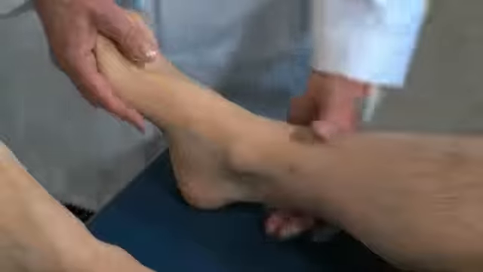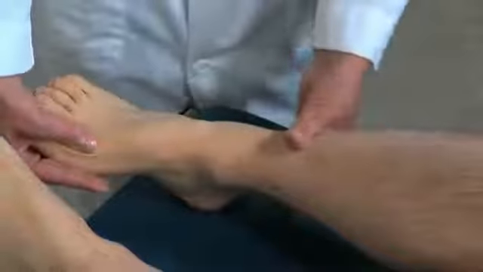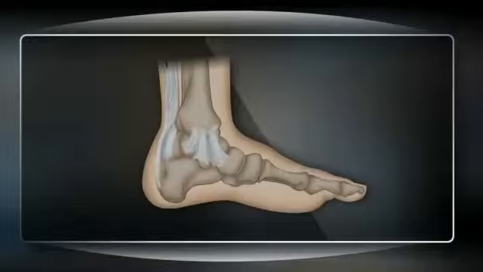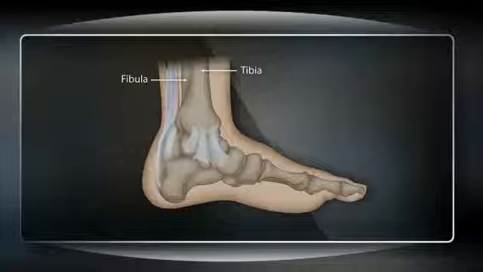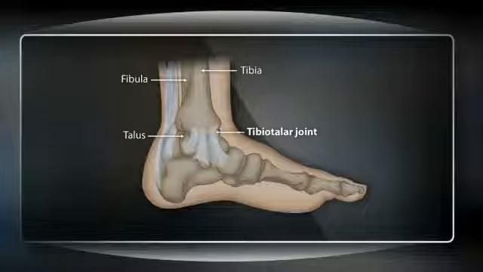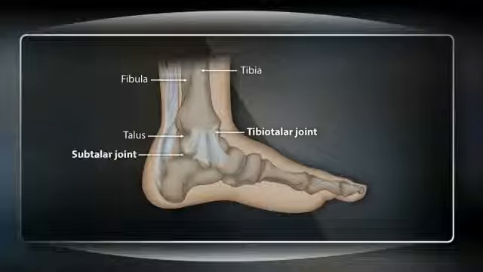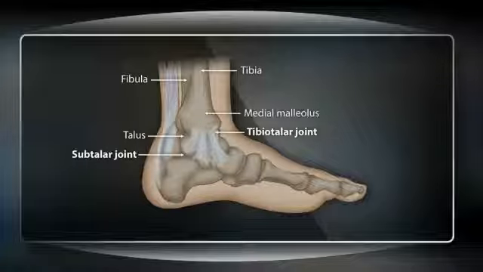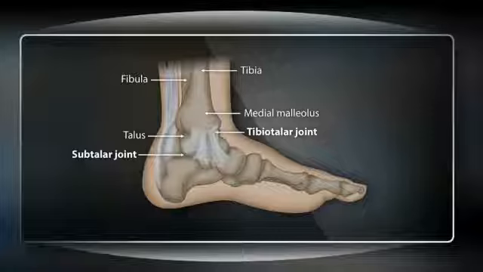Before examining the patient's ankles and feet, let's review the anatomic structures that are important to your assessment. The ankle is the hinge joint formed by the tibia, the fibula, and the talus. The principal joints are the tibio-talar joint and the subtalar joint. The medial malleolus is the bony prominence at the distal end of the tibia, and the lateral malleolus at the distal end of the fibula.